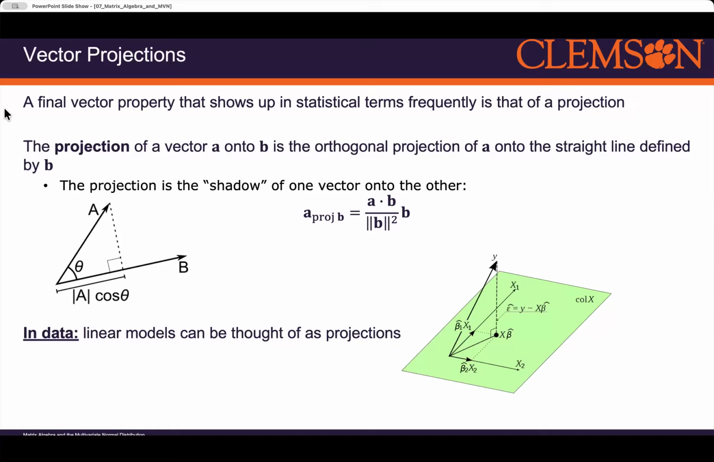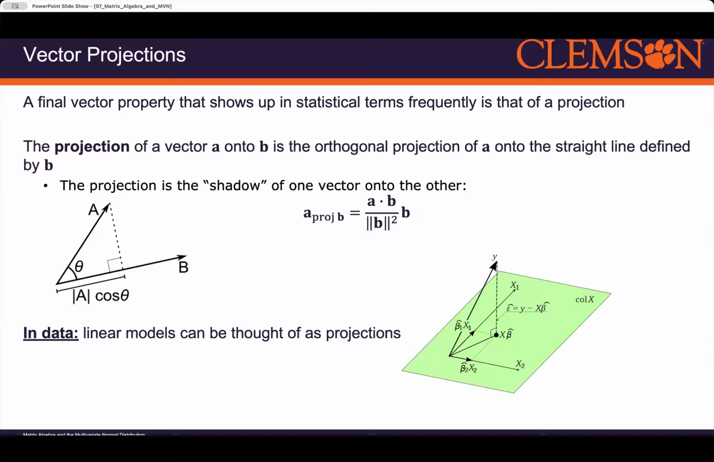More specifically, the projection of a vector A onto B is an orthogonal projection of A onto the straight line defined by B. Imagine we have the vector B here, and the vector A here. A projection would be, imagine shining a light on A straight down. What is the shadow A casts onto B? That new vector, which we sometimes call A projection B, is formed by the dot product of A and B, over the squared length of B. And that whole quantity rescales B as a scalar.